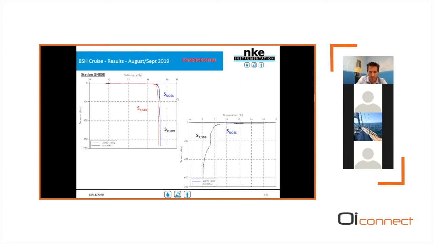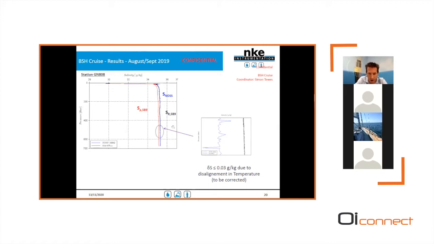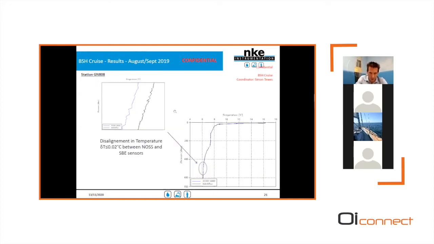So we have a good behavior between the nodes and reference salinity, and in temperature too. So if we zoom on the graph, we measure a difference of salinity. So our hypothesis is that it is due to a misalignment in temperature. So we need to correct this defect. So if we check the temperature profile, we have the misalignment in temperature.